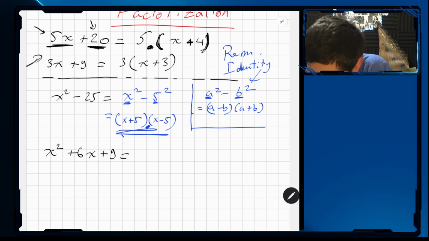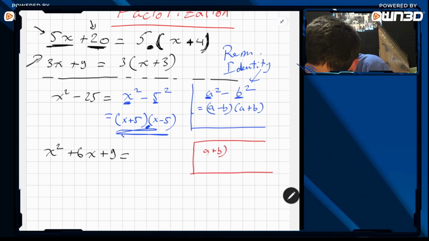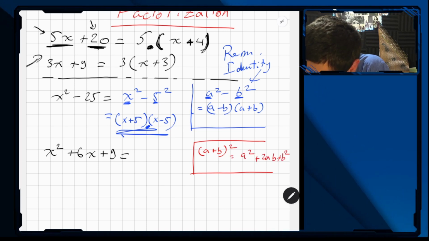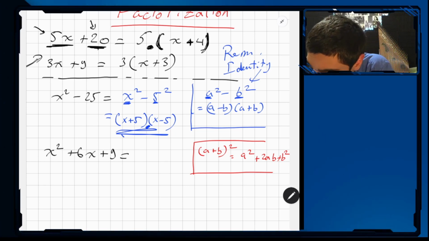Again, I'm looking for clues with my remarkable identities at this point. And the only one I can remember is a plus b, the whole thing squared. It's equal to a squared plus 2ab plus b squared. That's what it's equal to. So I'm gonna look here and I'm gonna copy. Let's see if it applies.